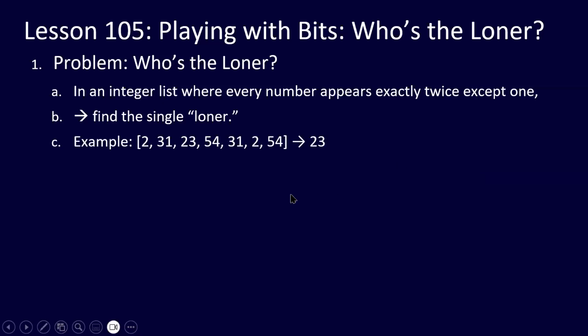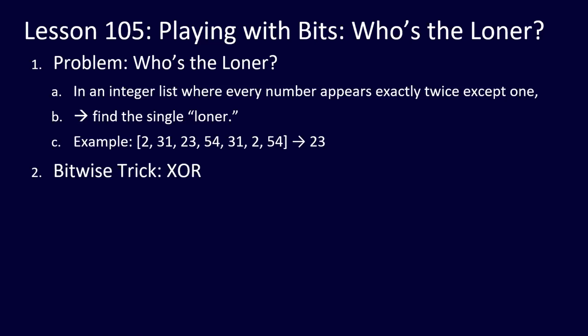It's like this. Given a list of an odd number of integers, which contains a pair of 31, a pair of, say, 54, and a pair of 2's, the loner is, as you can see, 23. From this list, we want to find 23. And interestingly, the bit operator exclusive OR can do a trick for this.